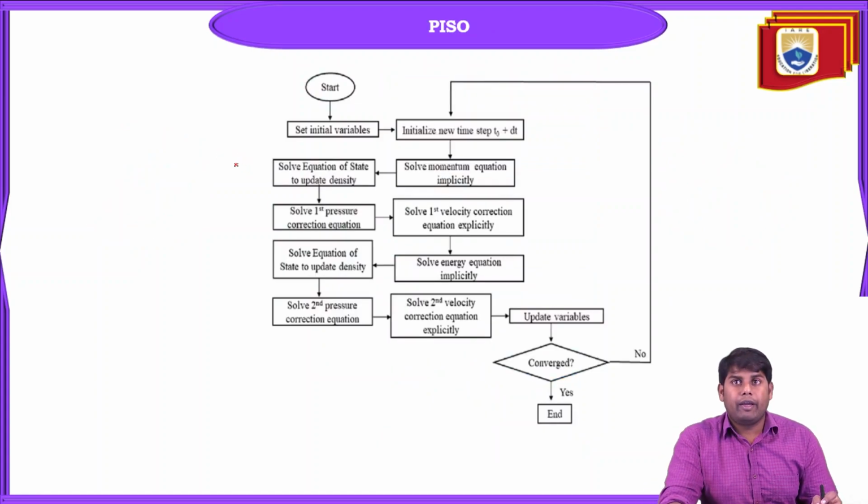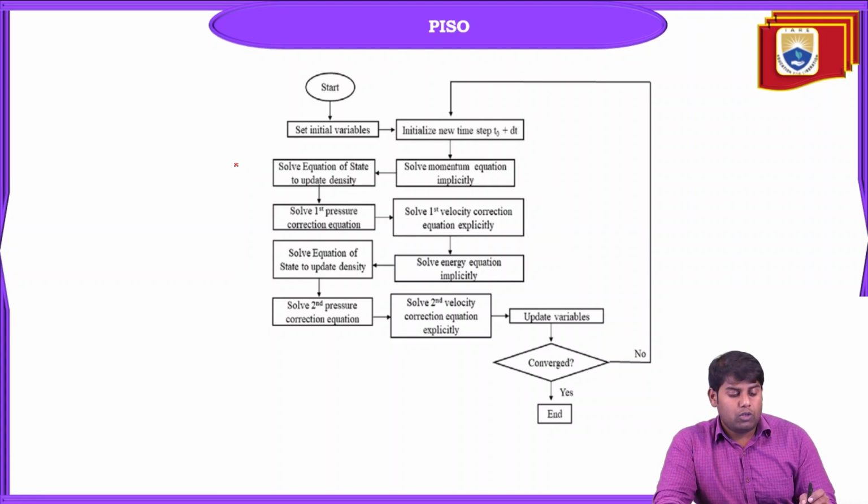So now we have an algorithm which is PISO. Okay, so the PISO algorithm, as I told you, behaves with respect to time. Previously we haven't seen the time step. So when we need to start, we need to set initial variables, which are nothing but initial conditions, let's say u velocity, v velocity, w velocity, and pressure. So those things we will do. And then we will initialize a new time step, which is t plus delta t.